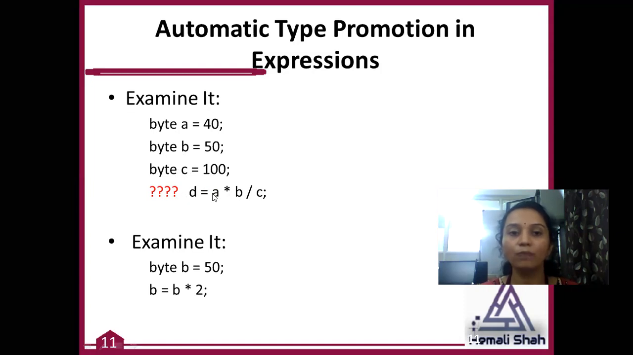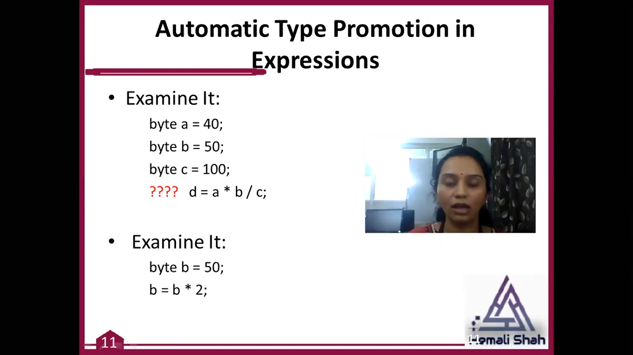Now I want to perform this expression a multiplied by b divided by c. What should be the data type of d? What should I put over here? So whenever you are writing such an expression in your program, at that time you must decide the data type of resultant value. What should be the resultant value of this expression?